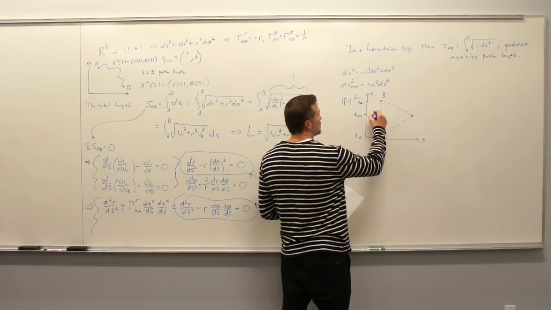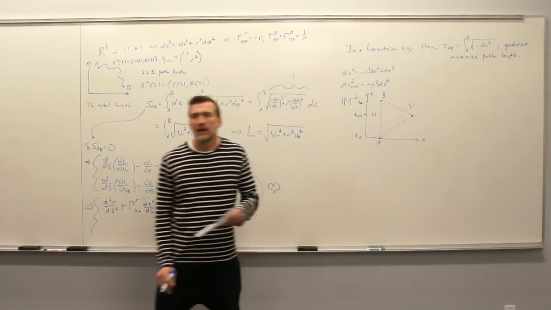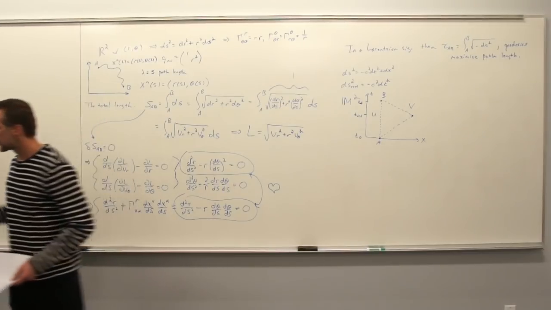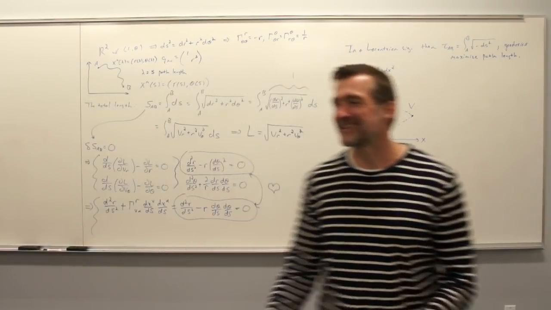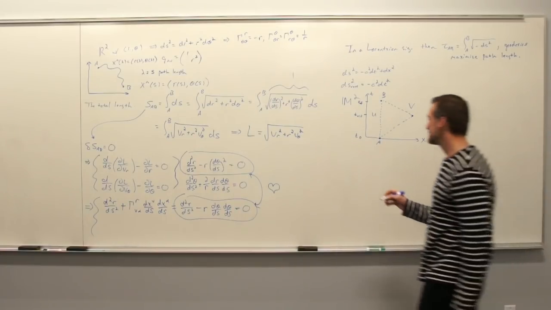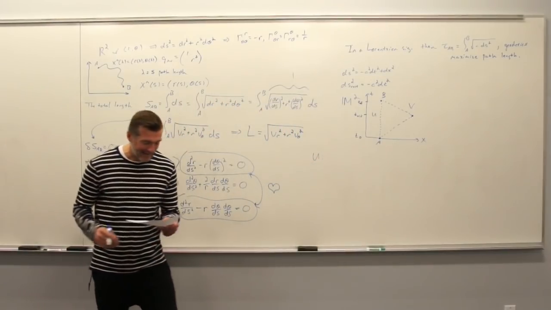I'll call this path u, and I'll call this path v. And all I want to do is calculate the length of those two paths. That's all I want to do. Okay, look. Which path is longer? V? Oh, wait. Let's see, this is a trick question. They're the same. No, they're not. So let me start.